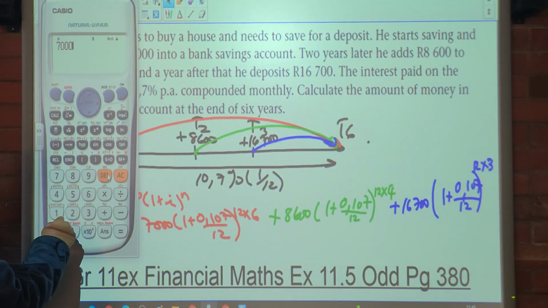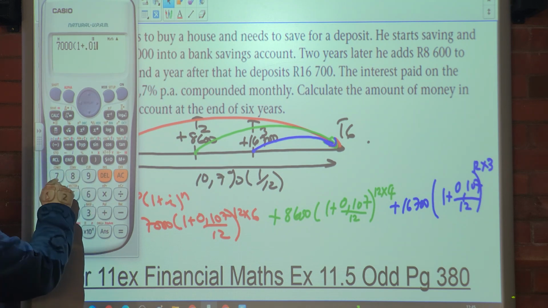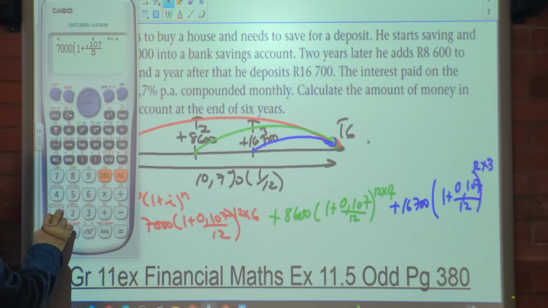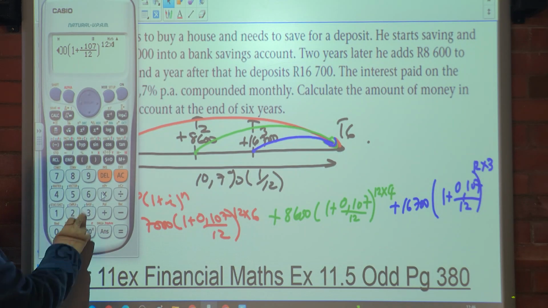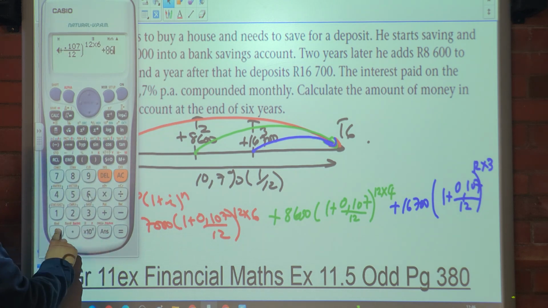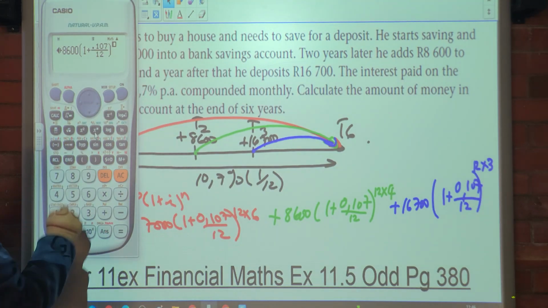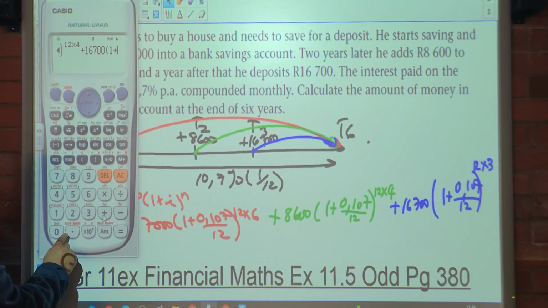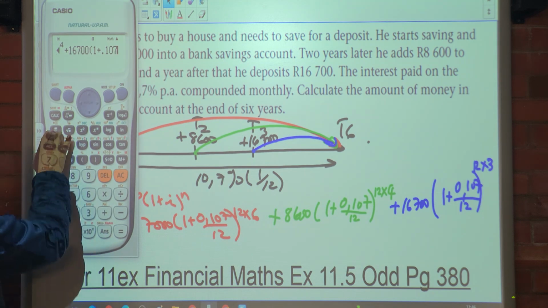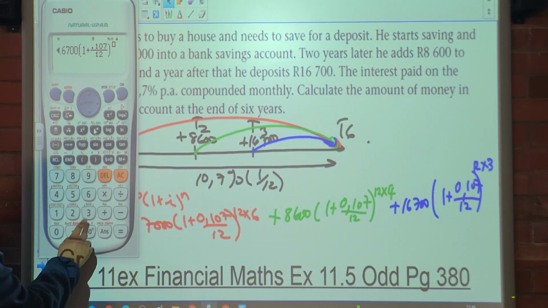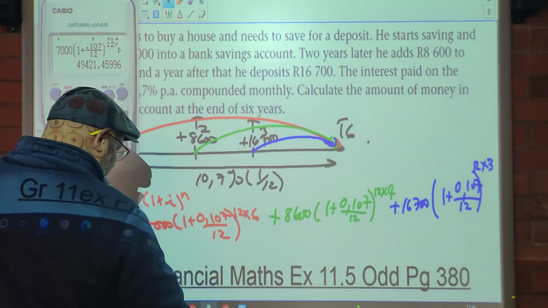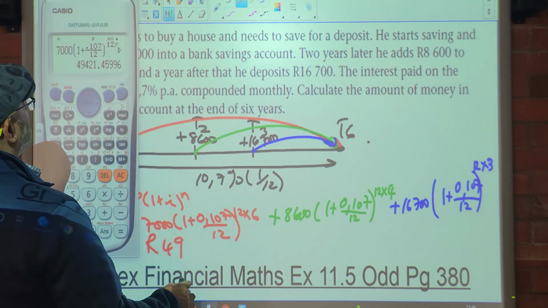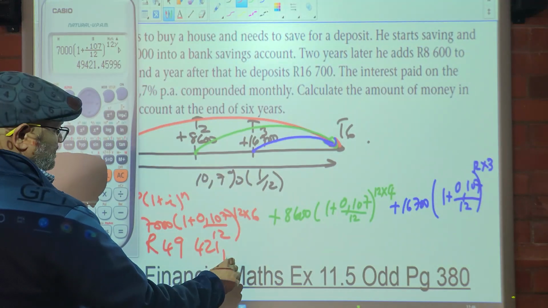So 7,000 into 1 plus 0,107 over 12 to the exponent 12 times 6, so I could have written 72, plus 8,600 into 1 plus 0,107 over 12 to the exponent 12 times 4, which is 48, plus 16,700 into 1 plus 0,107 over 12 to the exponent 12 times 3, which is 36. They give you 49,421 Rand 46 cents.